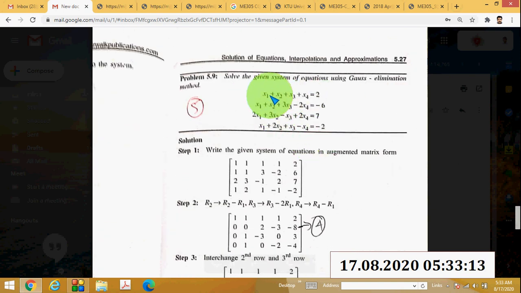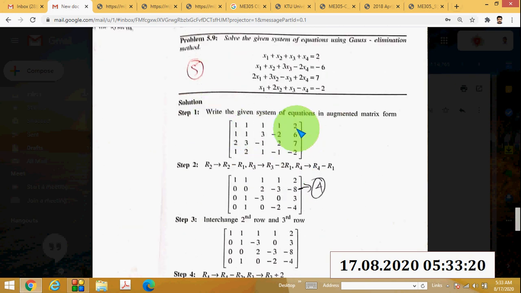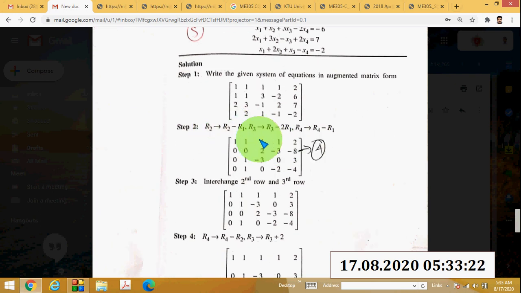So this is another equation: x1 plus x2 plus x3 plus 4 is equal to 2, like this. First you write the augmented matrix, the coefficient matrix, then the row transformations.